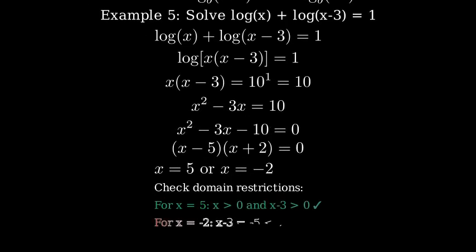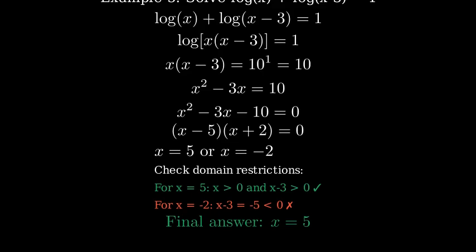However, we need to check our domain restrictions. For logarithms, the arguments must be positive. For x equals 5, both x and x minus 3 are positive, so this works. For x equals negative 2, x minus 3 is negative, which is outside the domain of logarithms. So our final answer is x equals 5.